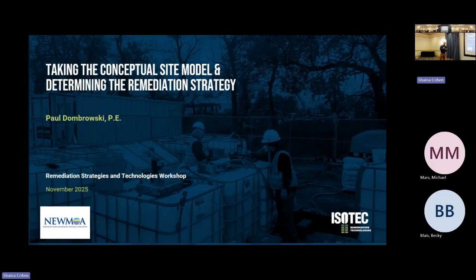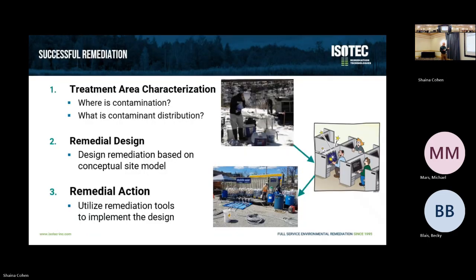I was asked to do the opening overview, and was given a few prompts related to taking the conceptual site model and starting to look at remediation strategy. I'd like to say that remediation is easy as 1, 2, 3. We know it's not always easy, but these are 3 very important steps. These are my 3. Brandon will show his. I think he's got 5 important steps, but they overlap.